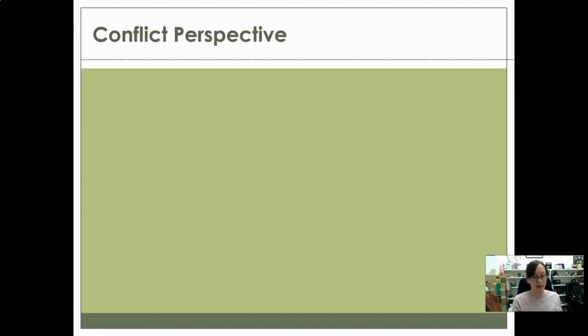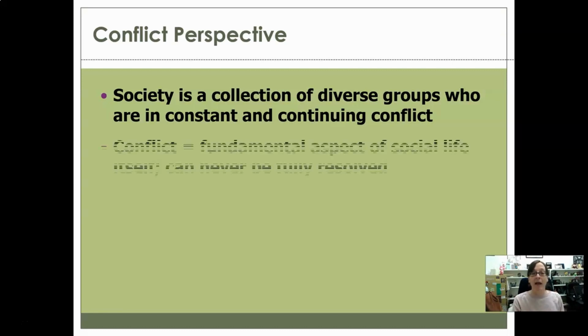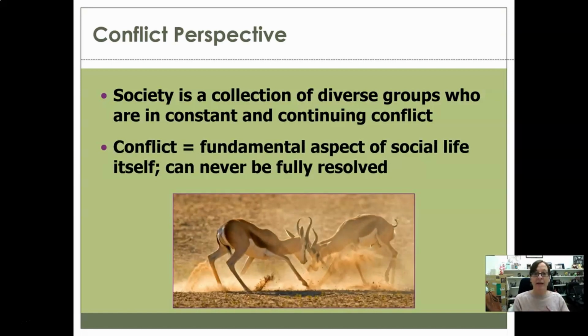The conflict perspective is a little bit different. It sees society as a collection of diverse groups who are always in conflict. You don't have that overall consensus like we have in the consensus perspective. Rather, there are distinct groups that think very differently, and so conflict is a fundamental part of social life.